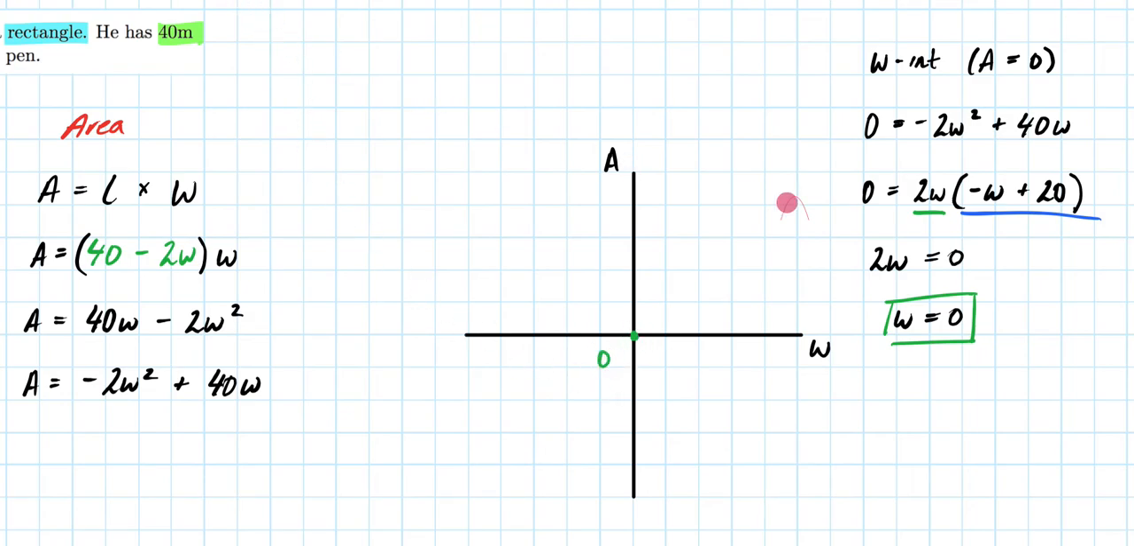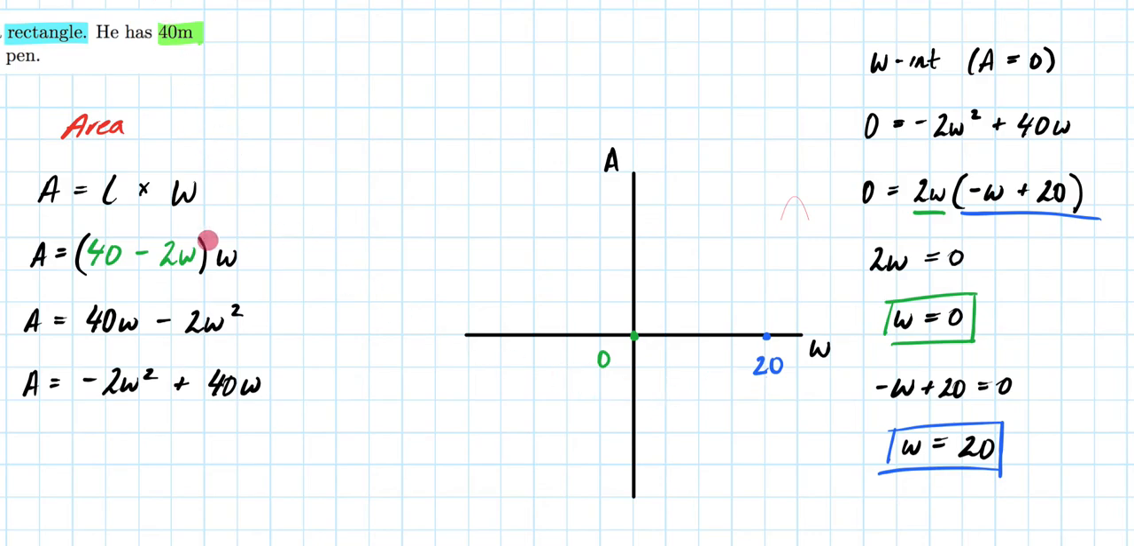And my other one will be when negative w plus 20 equals 0. Negative w plus 20 equals 0. I will do some rearranging, and that will obviously be w equals 20. So that will be my other intercept. So I come over here, and let's say this is 20. All right. Having found my intercepts, I can now draw my parabola.